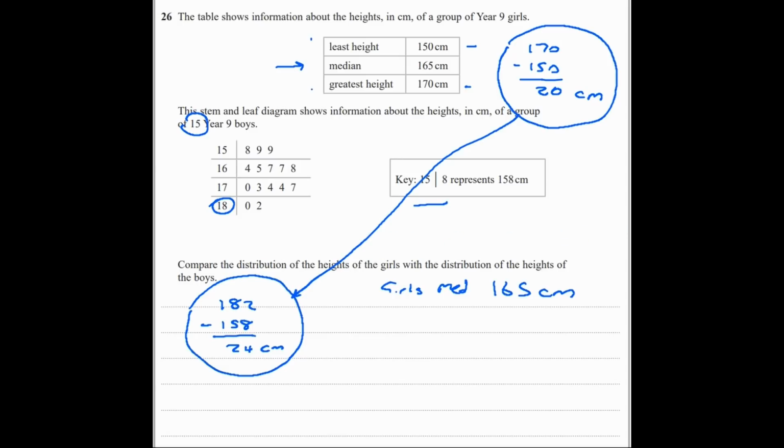It would be the 8th boy. So we can do this by counting down: 1, 2, 3, 4, 5, 6, 7, 8. Here is the median for the boys. It's 168 centimetres. So our comparisons are the boys have a wider range of heights and a higher median.